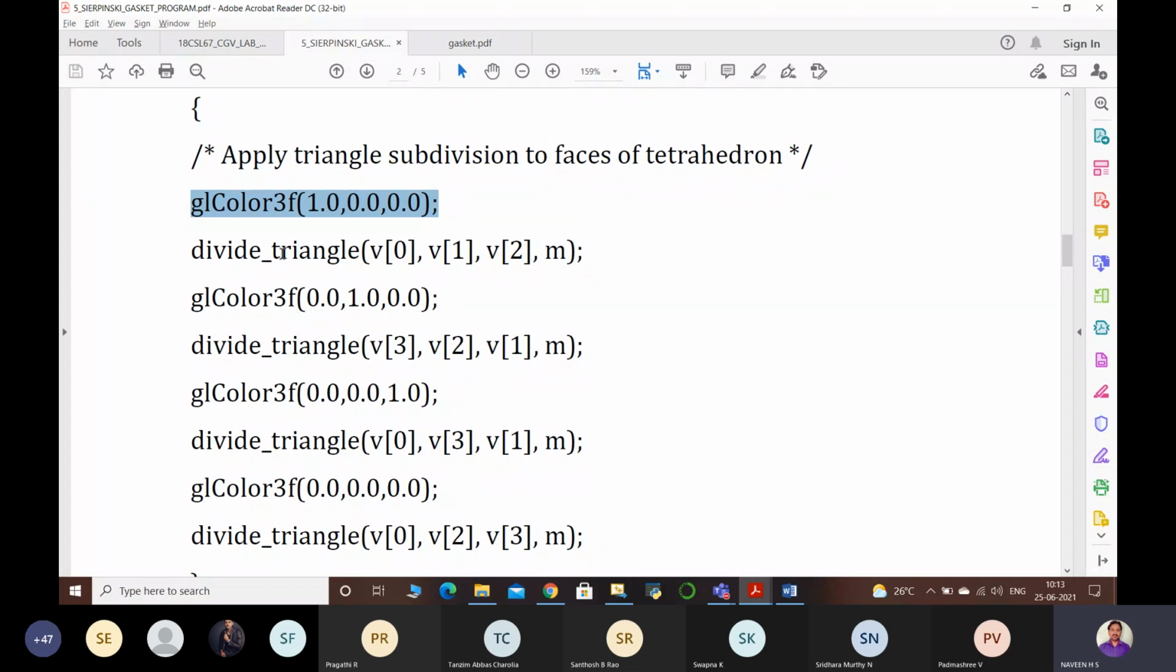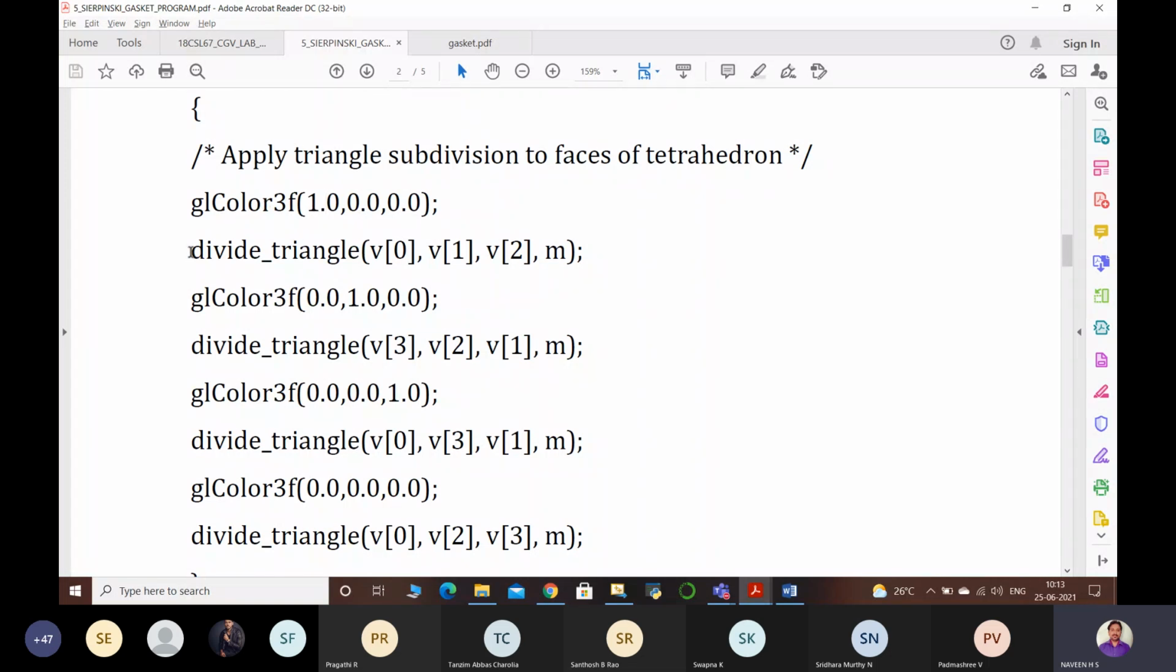So in order to differentiate the different faces of the tetrahedron, I am using the glColor3f function. As I am using three values, x, y, z, that's why instead of 2f I am using 3f. Okay, so you understood, right? Why I am using glColor everywhere, for all the faces? Because I have to differentiate all the faces with some different color. Because of that I am using this glColor3f.